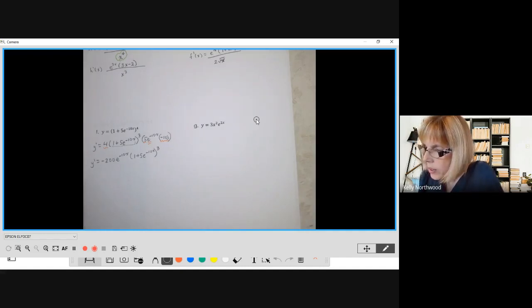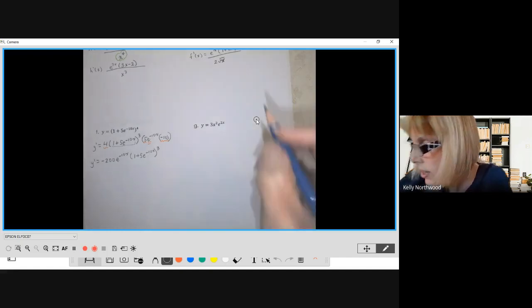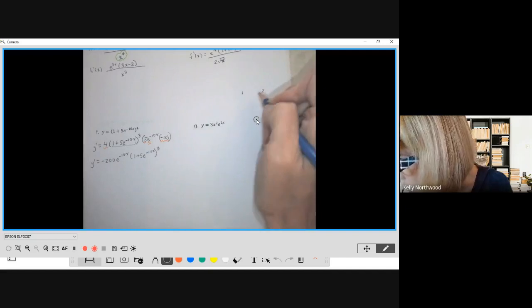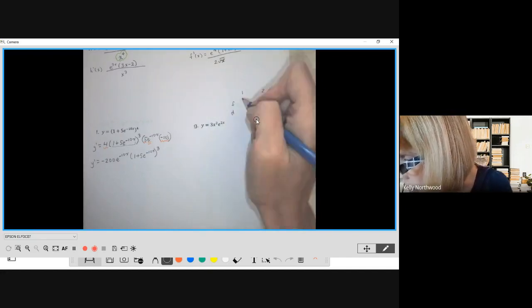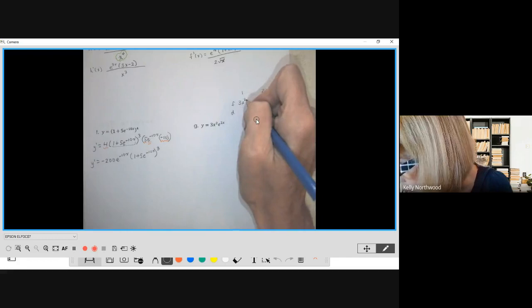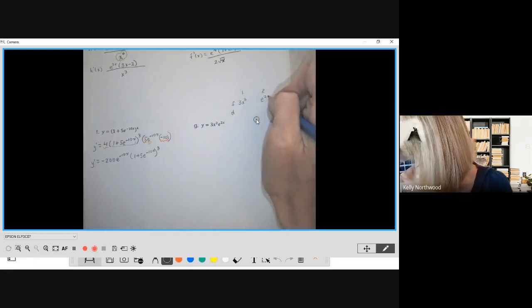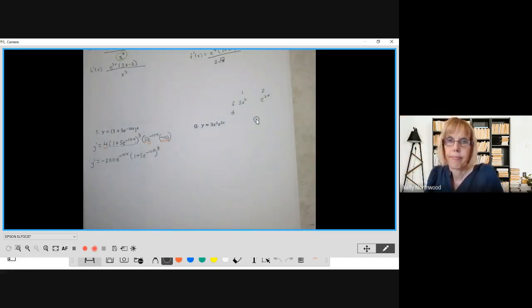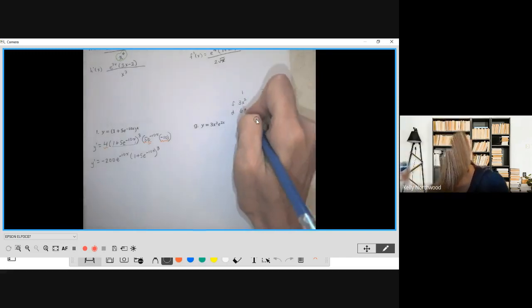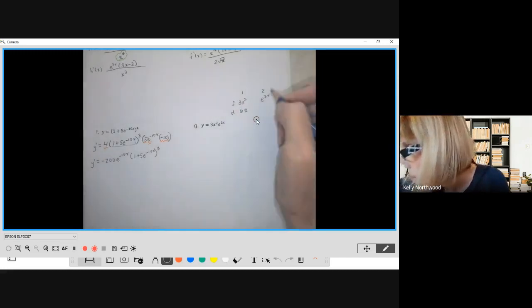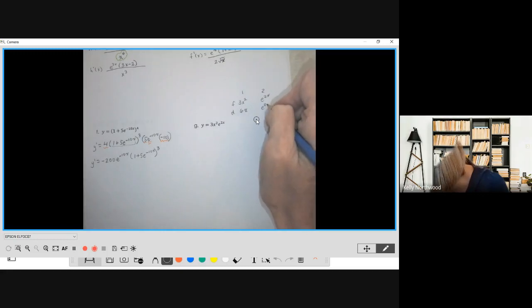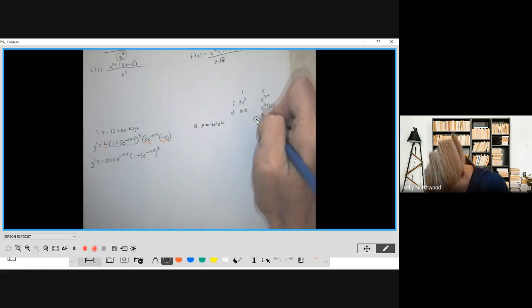Okay, g, y equals 3x squared times e to the 2x. That's a product rule question. So we can make our chart. Our first function is 3x squared, and our second function is e to the 2x. We need the derivative of each of those. The derivative of 3x squared is 6x. And the derivative of e to the 2x is e to the 2x times 2, but I would write that as 2e to the 2x.